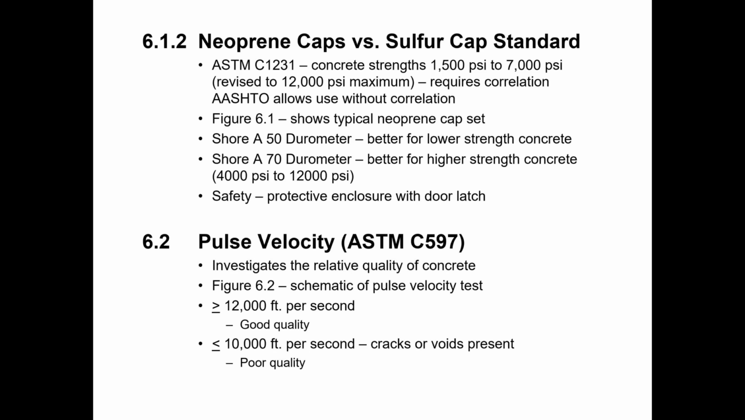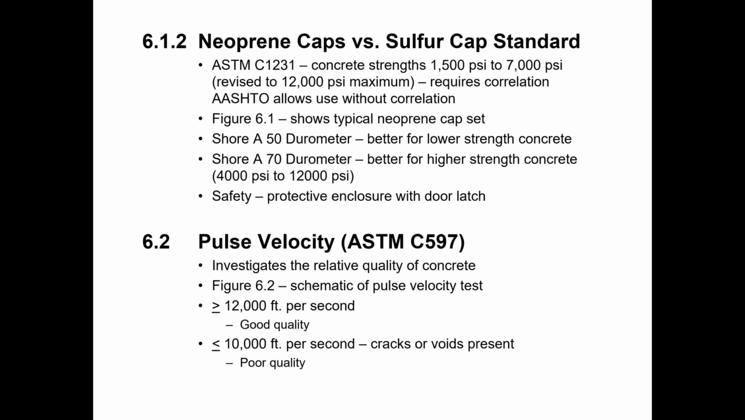All right, so at those higher strengths above 4,000 and certainly above 7,000, the 70 durometer pad should be used. We need to monitor how many times the neoprene pads are used. For the lower durometer pad and concrete strengths below 7,000 psi, we can generally use the pads 100 times. What most plants do is after 50 uses, they'll flip the pads so that they get used 50 times on each side.